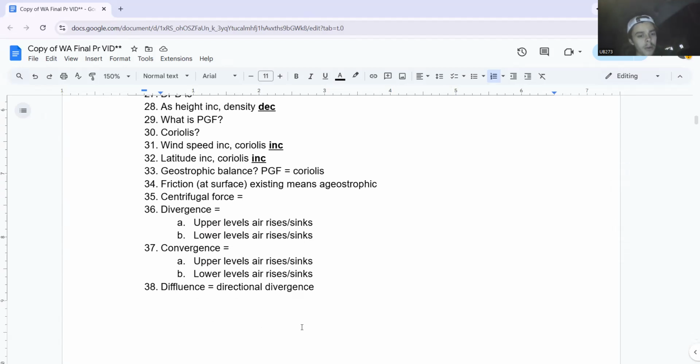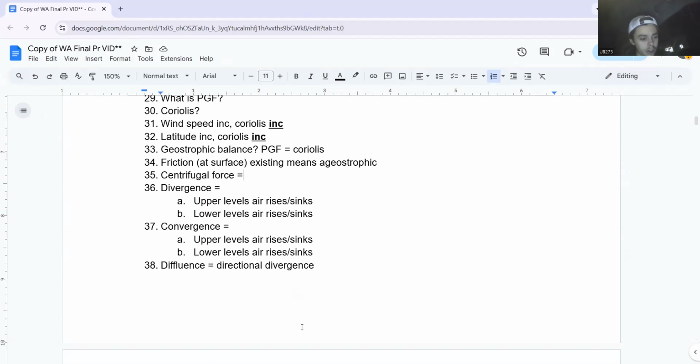All right, now we're moving on to divergence and convergence. Divergence is going to be fast winds ahead of slow winds.